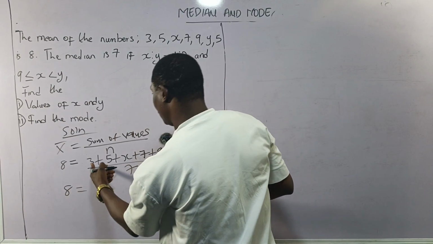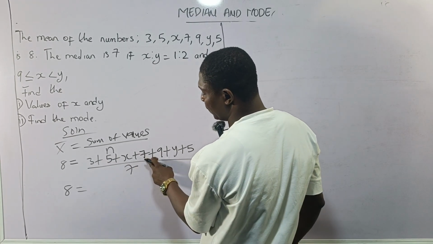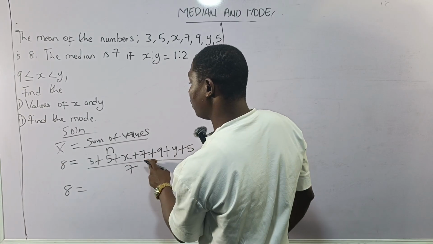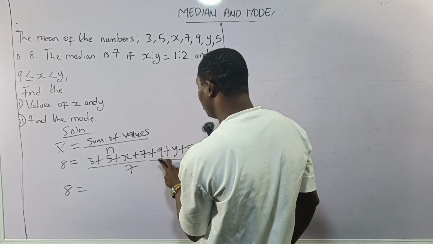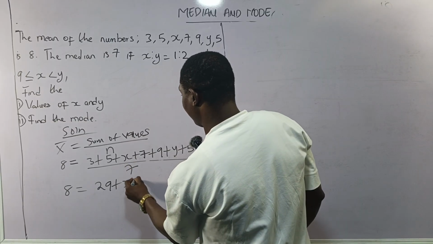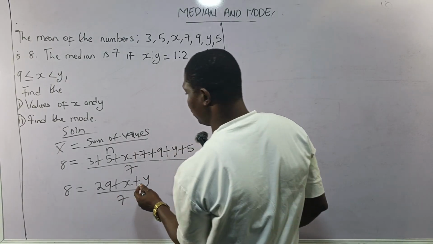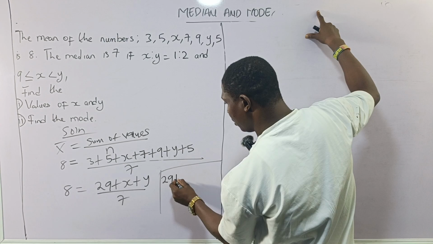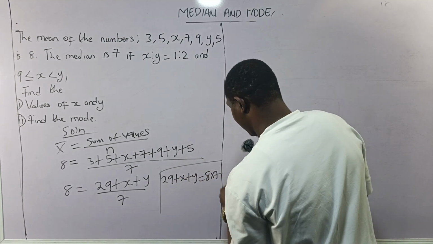So we'll have 8 equals 3 plus 5 is 8. 8 plus 7 is 15. 15 plus 9, 24. 24 plus 5, 29. So I have 29 plus x plus y all over 7. And if I cross multiply, I'll have 29 plus x plus y equals 8 times 7.